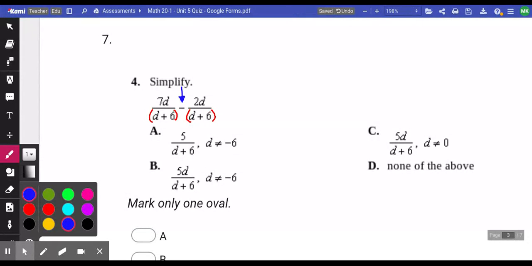This thing has a common denominator. That means you can now write this as one statement. So it's 7d minus 2d divided by d plus 6. Once it's a common denominator, you want to add and subtract the tops. The 7d minus 2d would equal 5d divided by d plus 6.